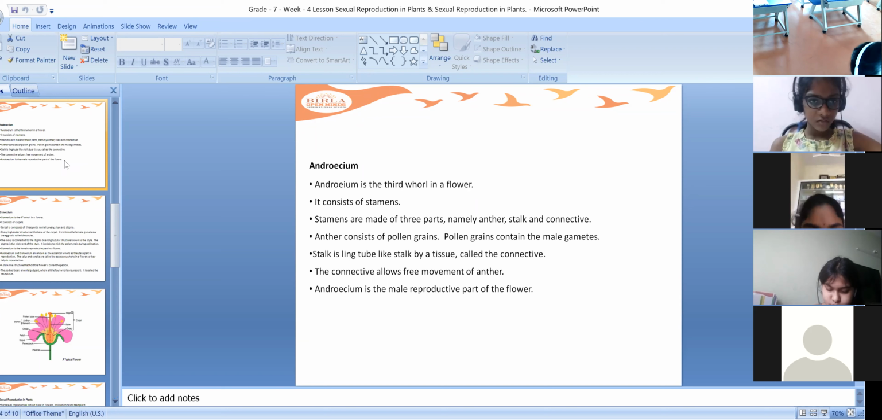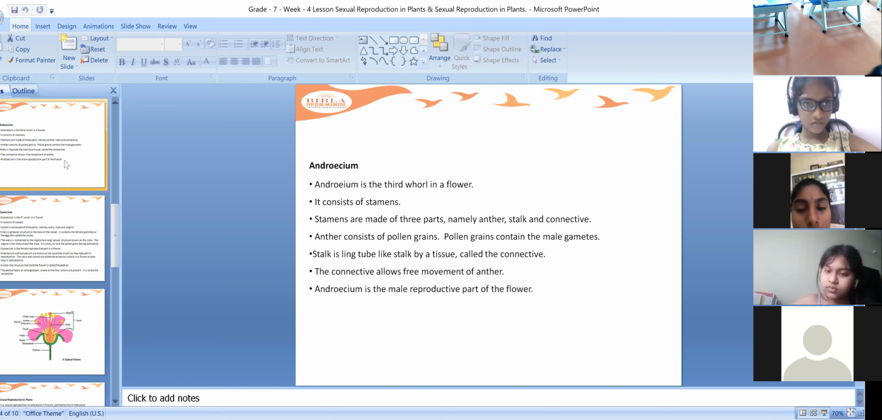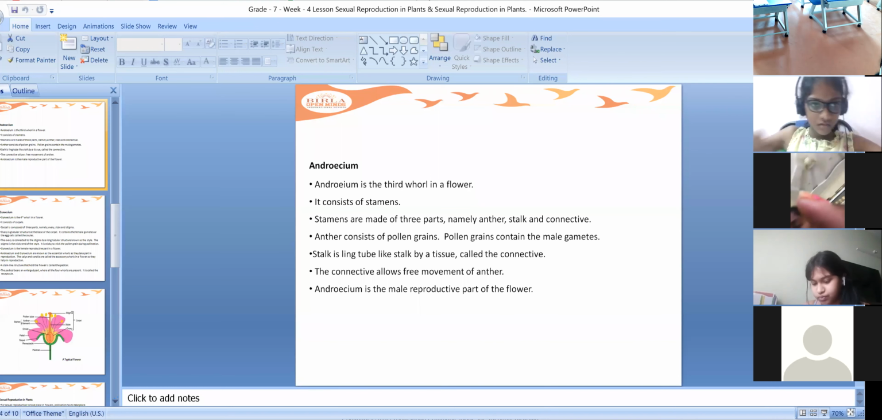And then, androecium is the male reproductive part of the flower. Don't forget, androecium is the male reproductive part of the flower. Please underline it.